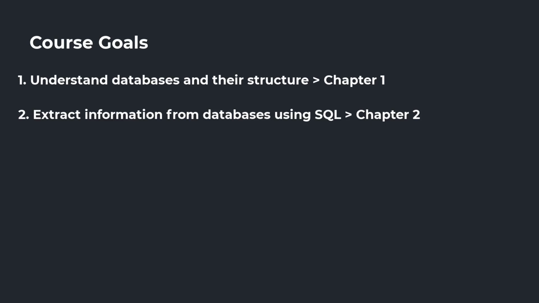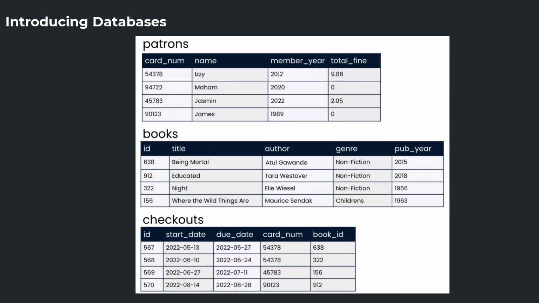Let's dive in. A database stores data. Let's imagine that we are in charge of storing and organizing data for a library. We might set up a database that holds information such as the data pictured here on patrons, books, and checkouts. This information is housed in objects called tables, with data organized into rows and columns. This database contains a patrons table, a books table, and a checkouts table.